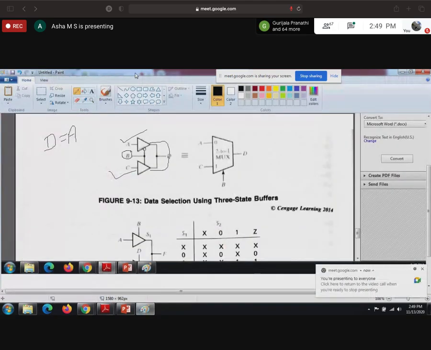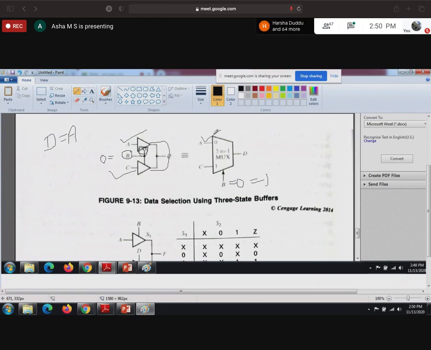So, listen properly. If B equal to 0, B equal to 0 means here I have an inverter. Please don't use the same method like your mux. If B equal to 0, first input will be selected. If B equal to 1, second input will be selected. Yes, that is correct for your mux. But the same thing won't happen with this 2 to 1 multiplexer. So if I want D equal to A, the first buffer should be enabled.